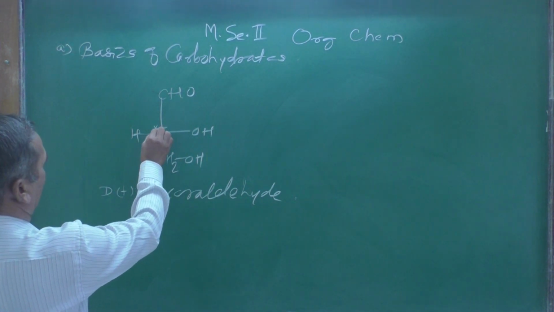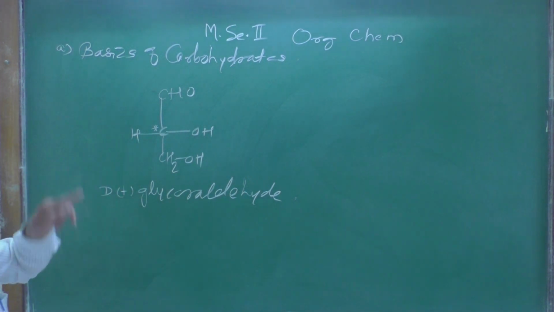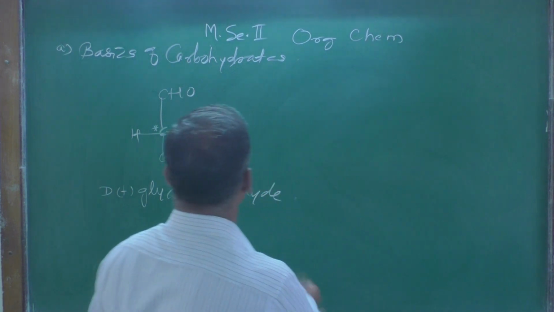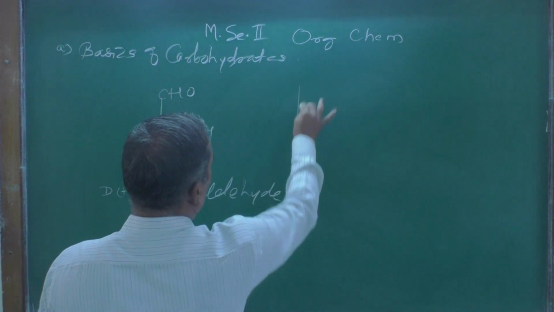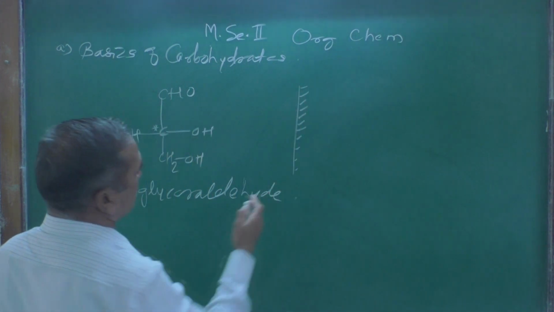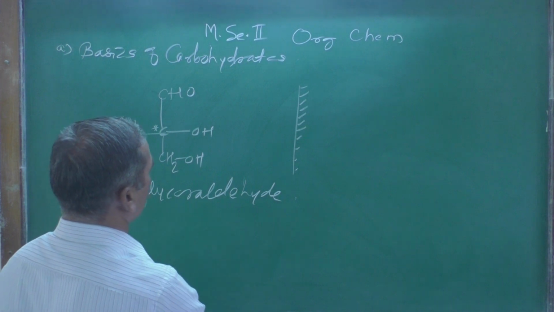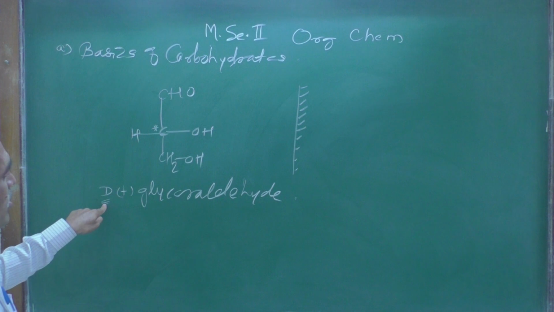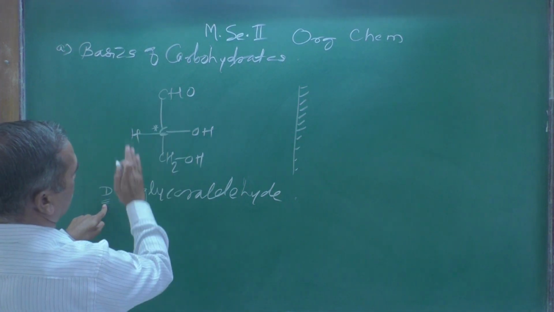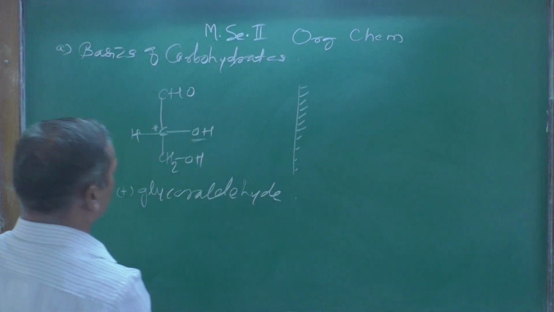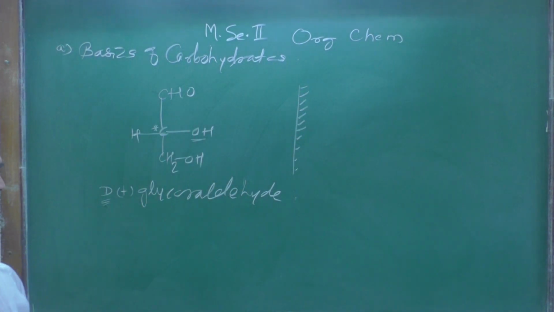If you observe this structure carefully, there is one carbon atom, carbon number 2 over here, which is shown by an asterisk, meaning this is the chiral carbon atom, and I am putting a mirror here. We already saw this, but let us revise. When you put a mirror over here, why is this D configuration written? Because if you look at this structure, OH is on the right hand side, and therefore it is designated as D. Here a plus is written over there.